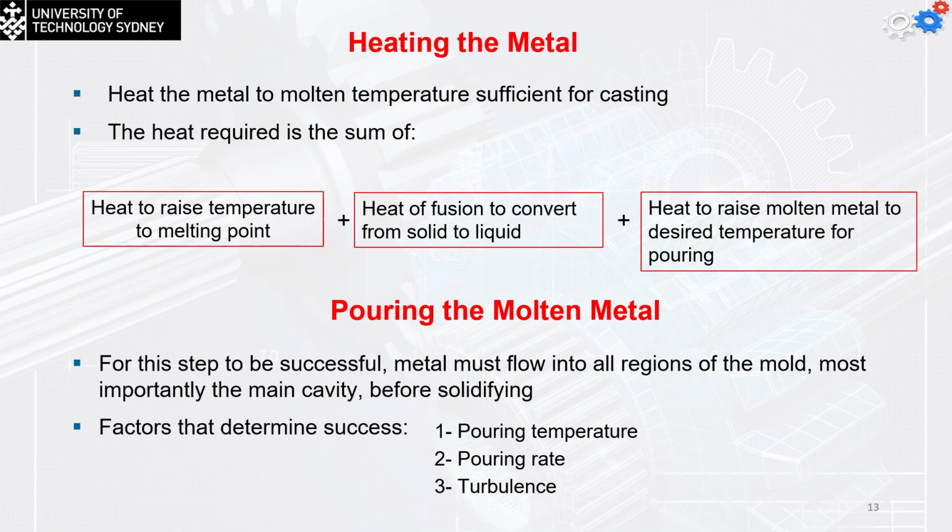So for the pouring of the molten metal, for this step to be successful, the metal must flow into all the regions of the mold, and most importantly, the main cavity before it's going to solidify. The factors that determine the success of the pouring are, first, the pouring temperature, the pouring rate, and the possibility of having turbulences which draw back the flow inside the channels.